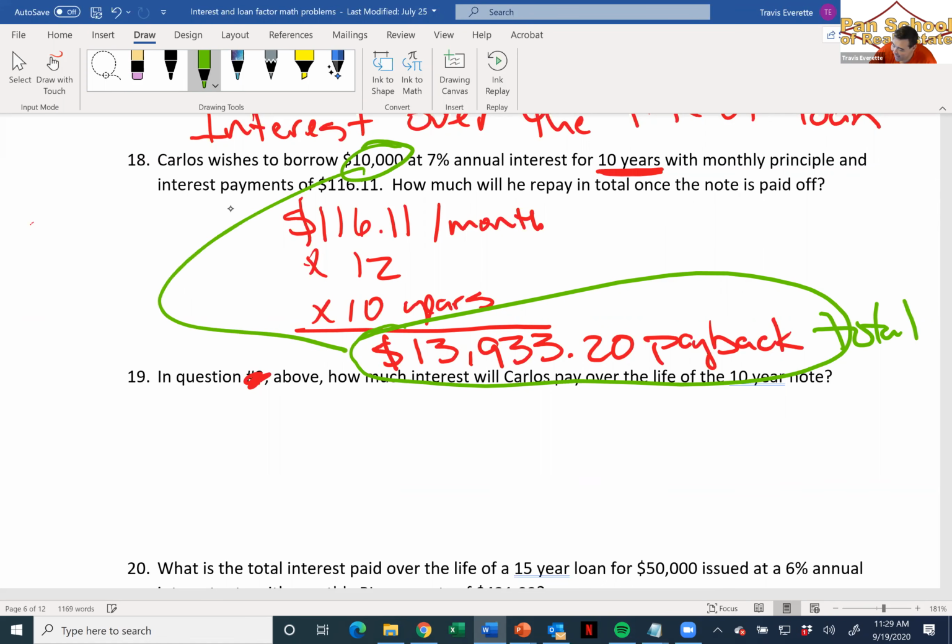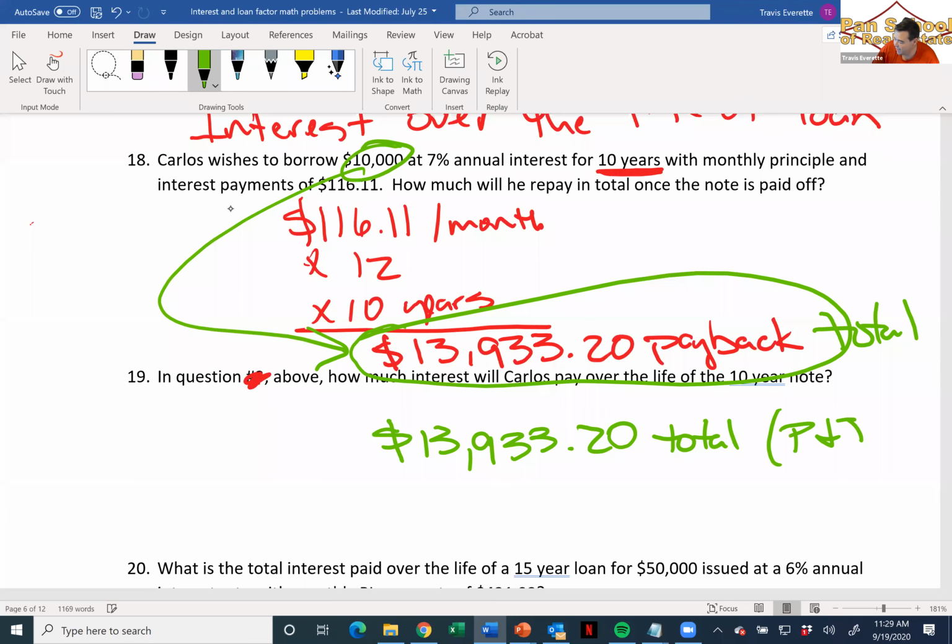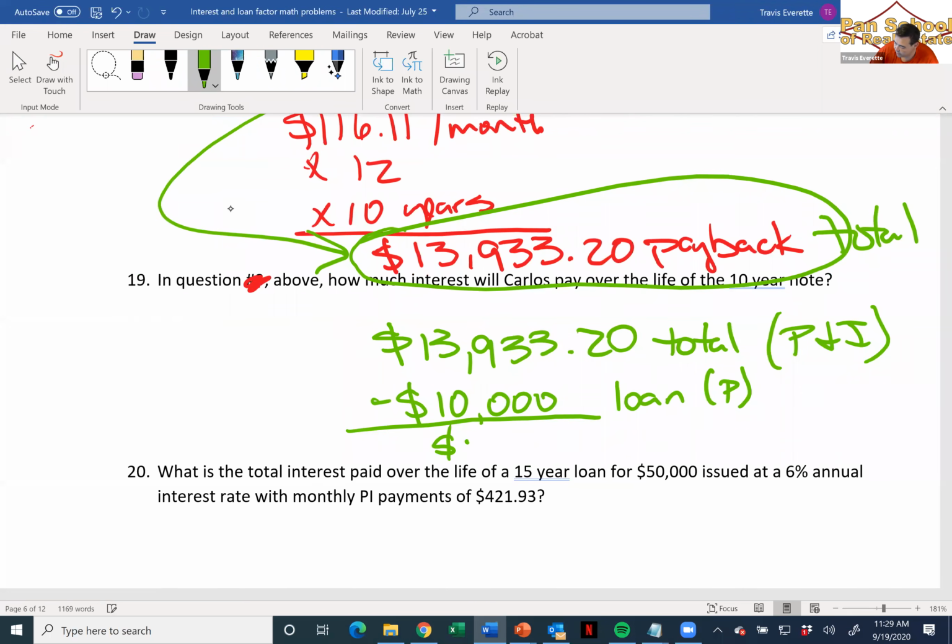He's paying back $13,000. So that's the interest, the difference between the two, subtracted. So he's paying back a total of $13,933.20, which we could say is principal and interest. He borrowed $10,000, which is the same thing as the principal. So his interest is the $3,933.20.